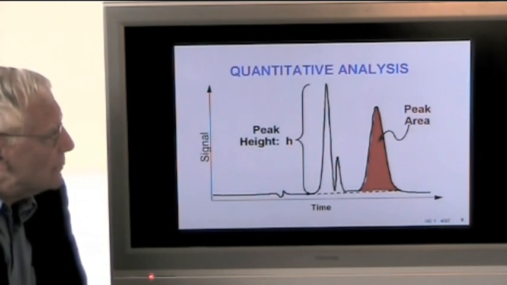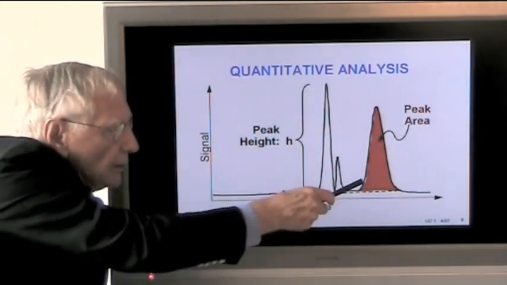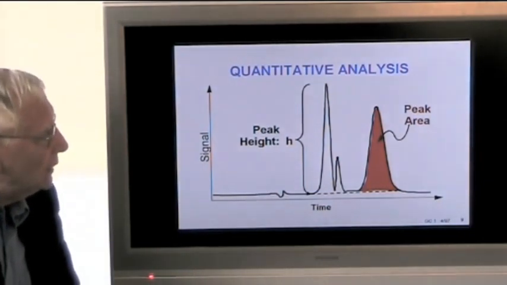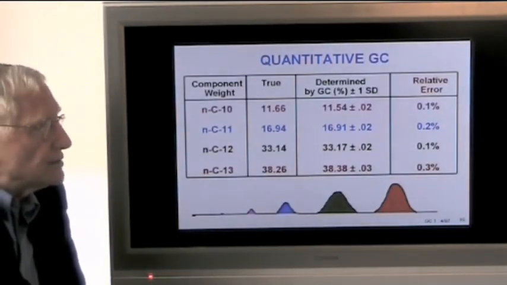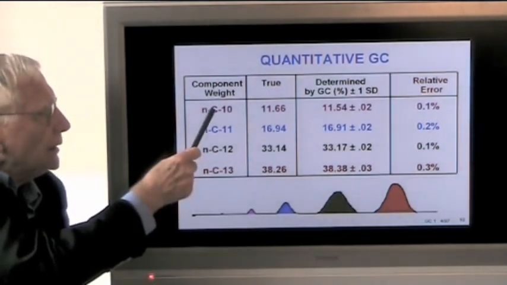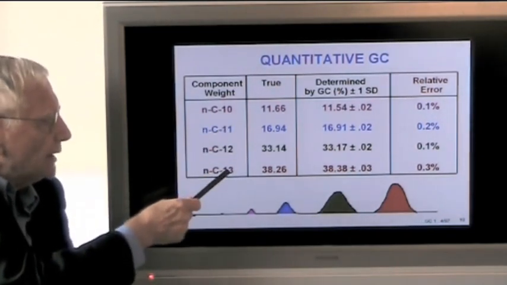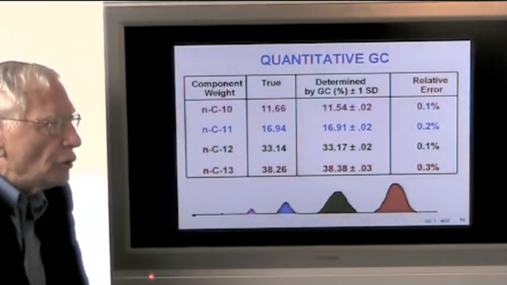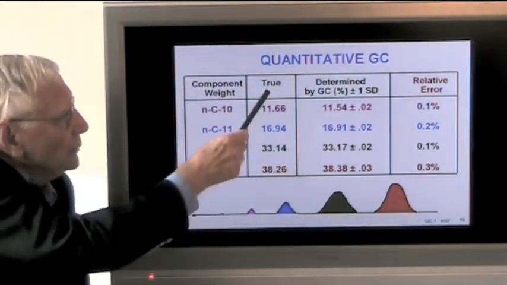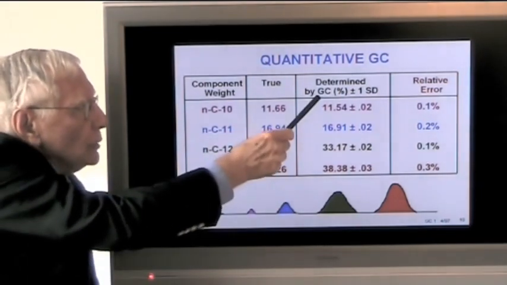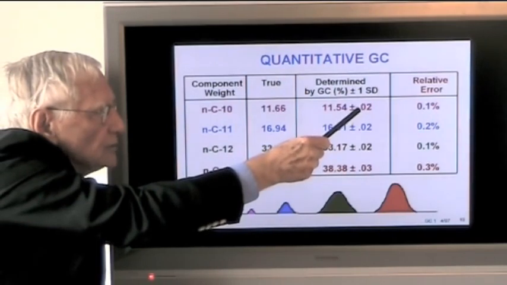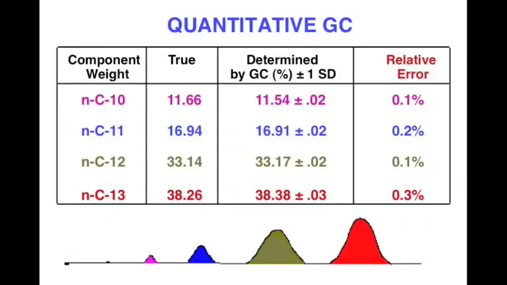For quantitative analysis, I mentioned earlier that we use the peak area being proportional to concentration, and I'd like to show you some data here. This is a very simple sample of hydrocarbons, decane, undecane, dodecane, tridecane, which were blended up volumetrically, and using the density, I calculated the mass in grams. This is what was determined by gas chromatography plus 1 standard deviation, and the results showing relative error less than 1% in all cases. This is a simple sample done by flame ionization together with the aid of a computer, but it is typical of the very high accuracy one can obtain.